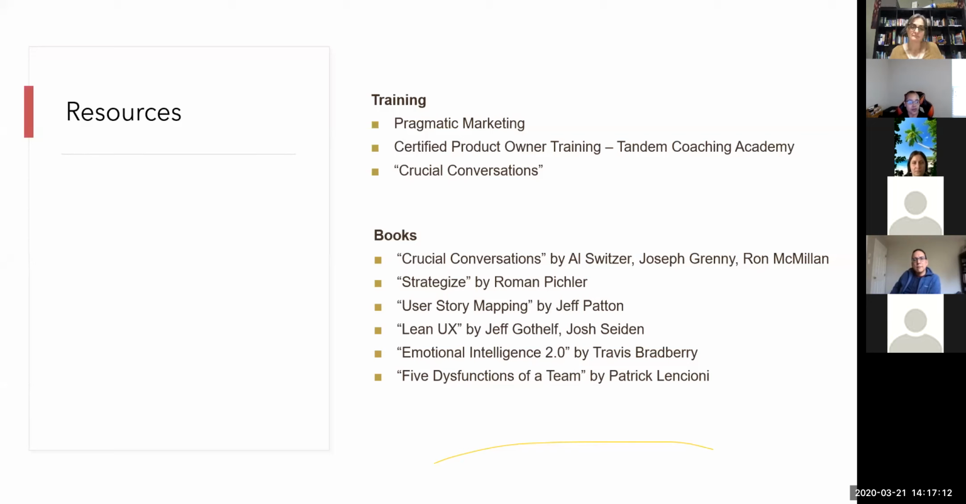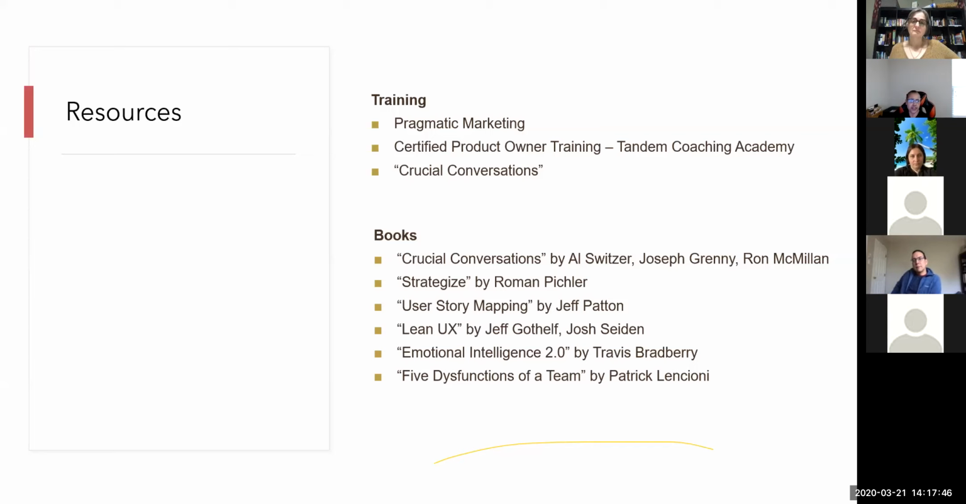Strategize by Roman Pichler is a really good book that talks about product management. If you're unfamiliar with story mapping, or your product owner is, Jeff Patton has a good book. Many product owners don't really know about user experience, so Lean UX by Jeff and Josh is a really good book to have. Emotional Intelligence is another one. I just got done reading that earlier this year, and it was really good. You actually get to take a free test with the book, and it tells you where your emotional intelligence lies and some of the things you can do to improve it.